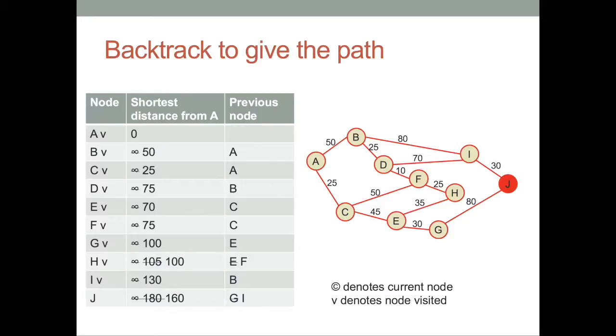We can now start at J and backtrack to work out the cheapest route from A. We go from J to I, from I to B, and from B to A. So, running back through the graph, our lowest cost route is A, B, I, J.